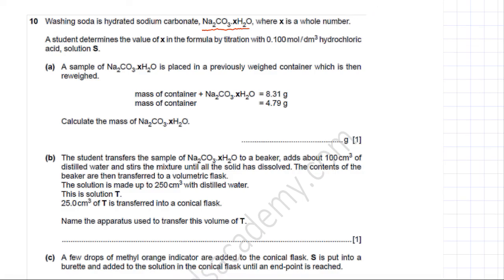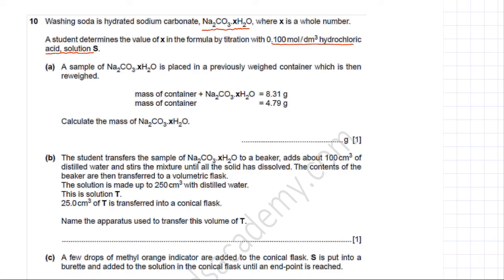A student determines the value of X in the formula by titration with 0.1 mole per decimeter cube hydrochloric acid. So there is another solution, 0.1 mole per decimeter cube hydrochloric acid, and that solution is called S. So let's start with the steps.